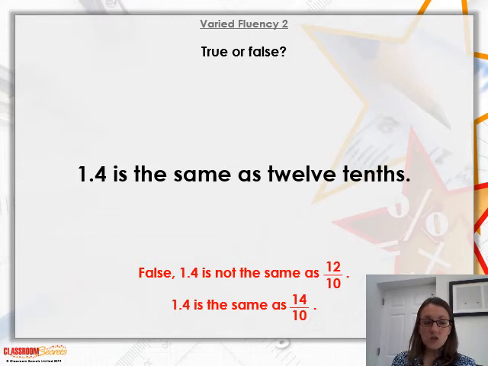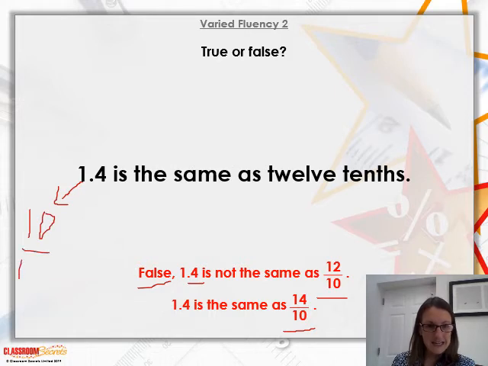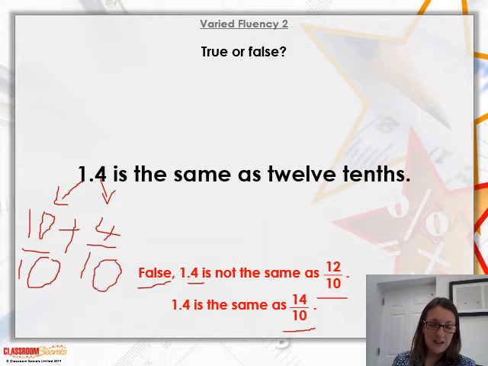Okay, so it's false. 1.4 is not the same as 12/10. It is the same as 14/10 because here in my one whole, first of all, I've got 10 tenths, 10 tenths in my one whole, plus over here, sorry about my writing, I've got 4/10 here, and I know 10 plus 4 is 14, so I've got 14/10. Okay.